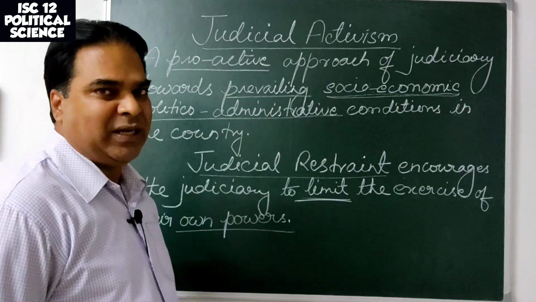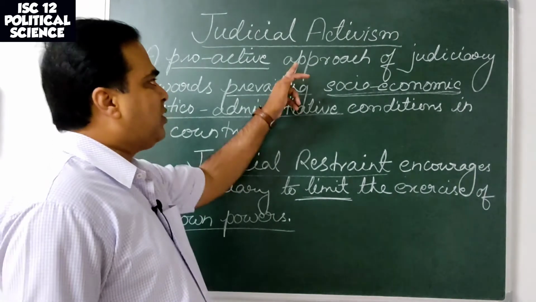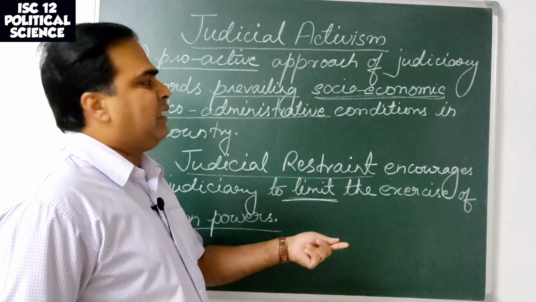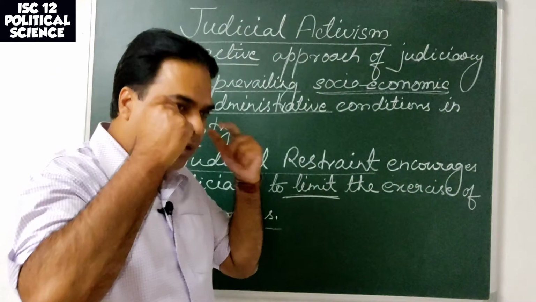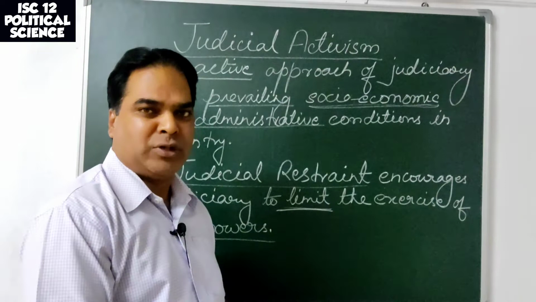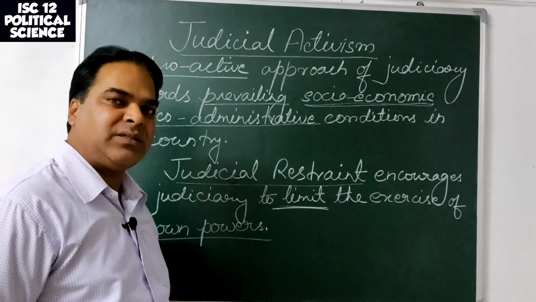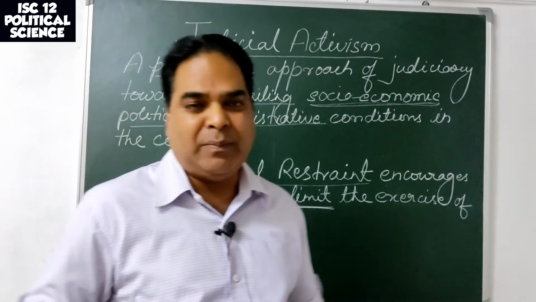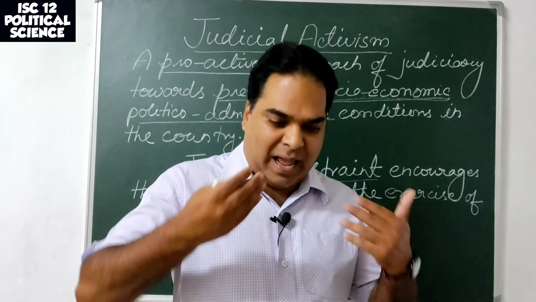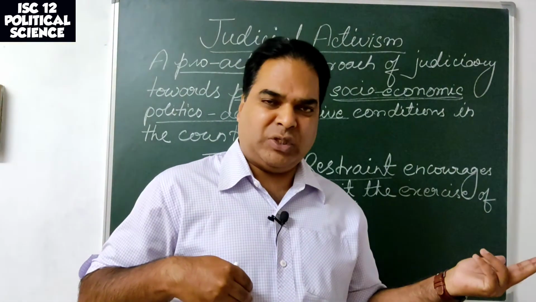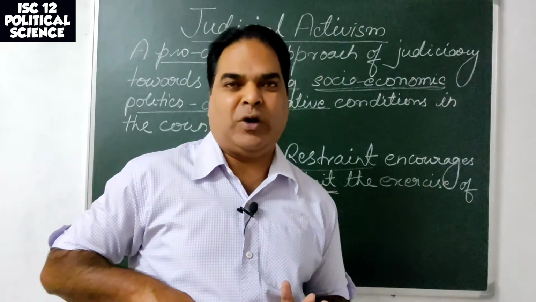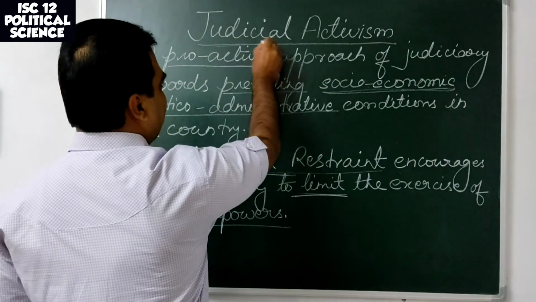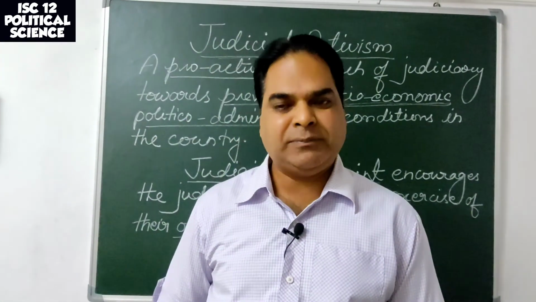So I hope you all have understood it. I have tried a bit to explain judicial activism and judicial restraint. Lastly, once again, what is judicial activism? The proactive approach of the judiciary. Just remember, proactive approach, the active approach of the judiciary. And judicial restraint means to restrain or limit its own power. I have my power to look after judicial review, but I must try to avoid that unless required. So this is all about judicial restraint and judicial activism. I hope you all have understood it.